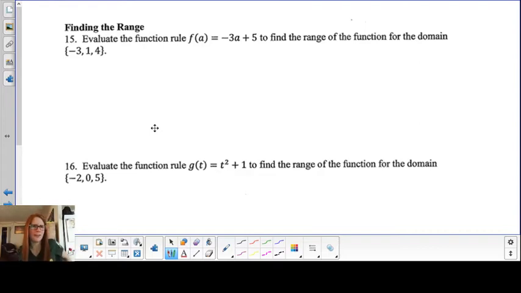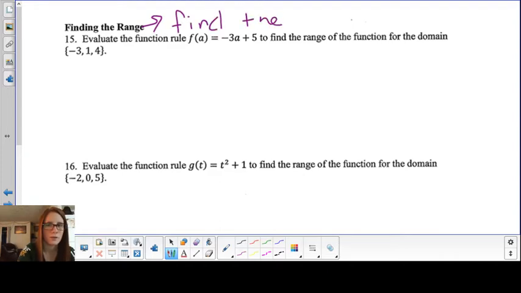All right, so we're finding the range. Well, what did we say range was? A list of values, x's or y's? Good. We should know that range means y's. So we're going to find the y values.